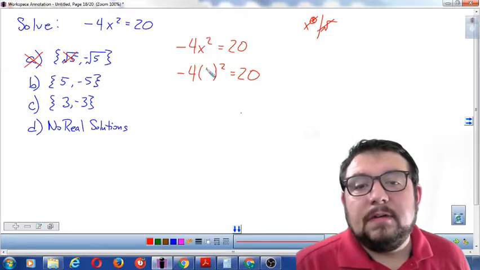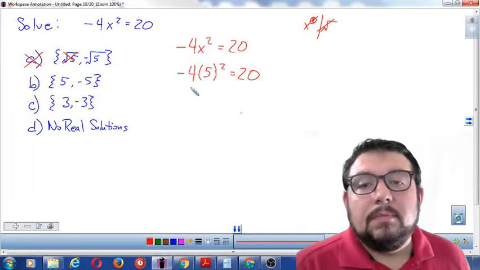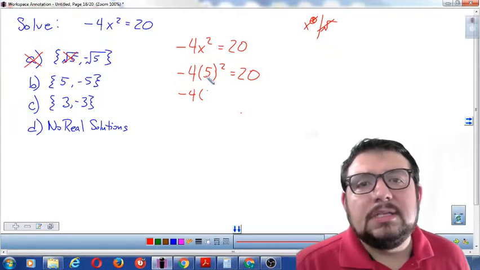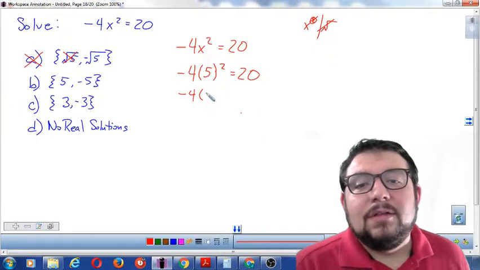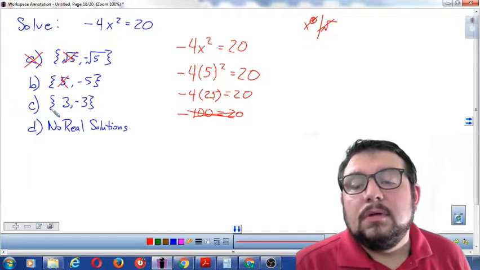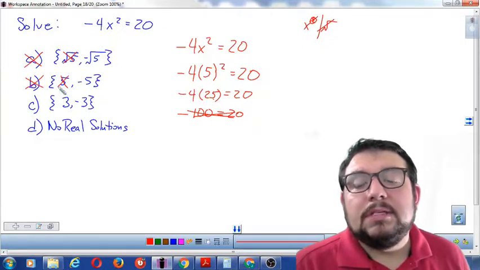I'm going to try positive 5. Okay, so now I'm going to do my exponent, negative 4. 5 times 5, 5 squared. So squared means times itself, right? 5 times 5 is 25. Whoops, I almost wrote 5. 25 equals 20. Negative and positive makes negative. 4 times 25 is 100 equals 20. Incorrect. That cannot be a thing. So that didn't work, therefore B is out.